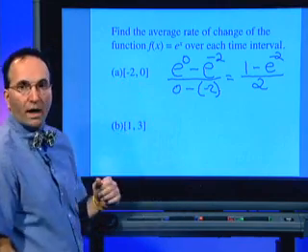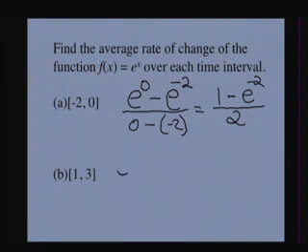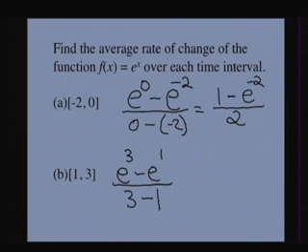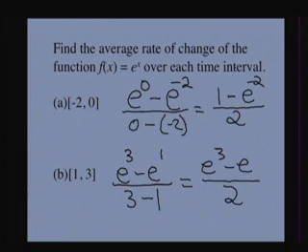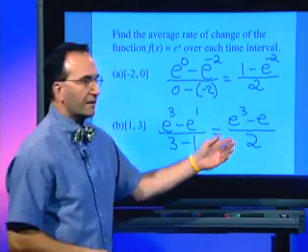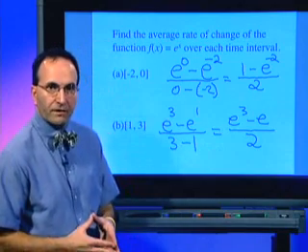Let's do it for 1, 3. We would have e to the 3 minus e to the 1 over 3 minus 1. And that's going to equal e to the 3 minus e over 3 minus 1, which is 2. And that would be the average rate of change over the second interval.